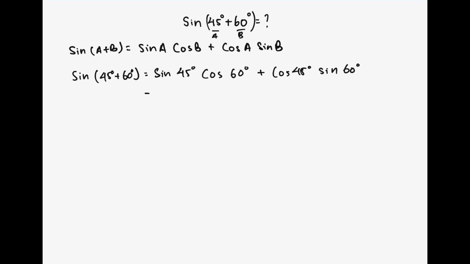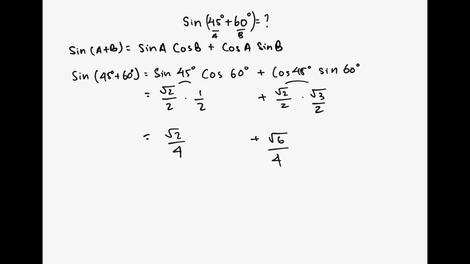Now we have sin 45 equals root 2 over 2, and cos 60 is 1 over 2. Now we add this with cos 45, which is root 2 over 2, and sin 60 degrees is root 3 over 2. If we multiply the first pair, we have root 2 over 4, and if we multiply the second pair, we have root 6 over 4. Since the denominator is the same, we can write it as root 2 plus root 6 all over 4.